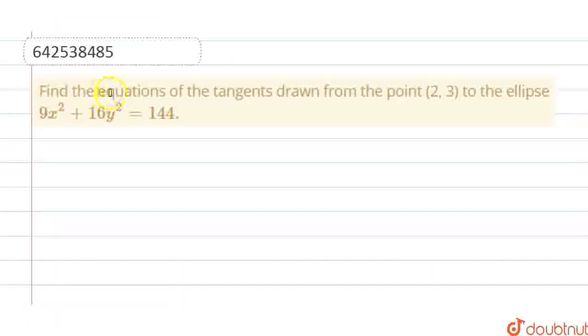In this question, we have to find the equations of the tangents drawn from the point (2,3) to the ellipse 9x² + 16y² = 144. Now, first let us solve the equation of the ellipse we are given.